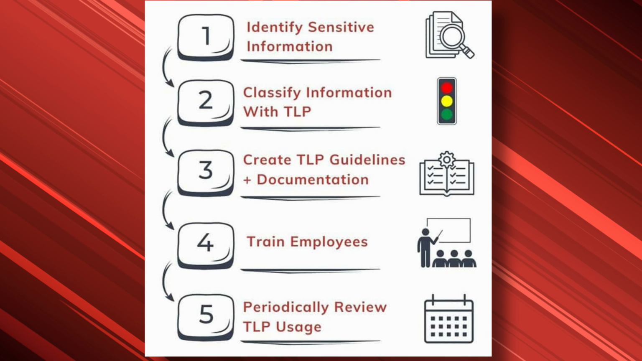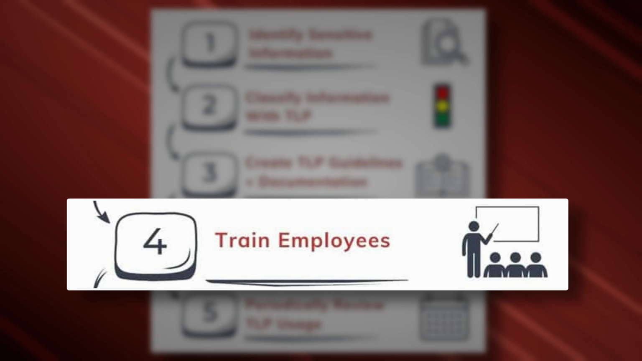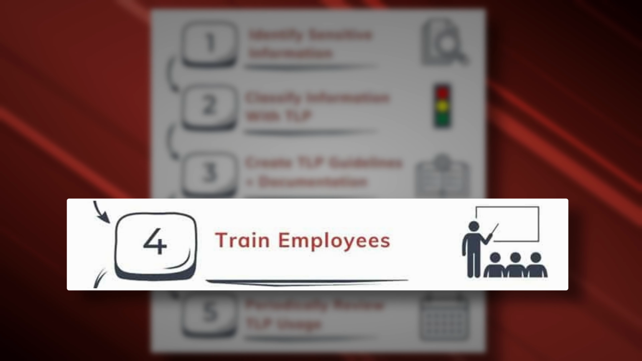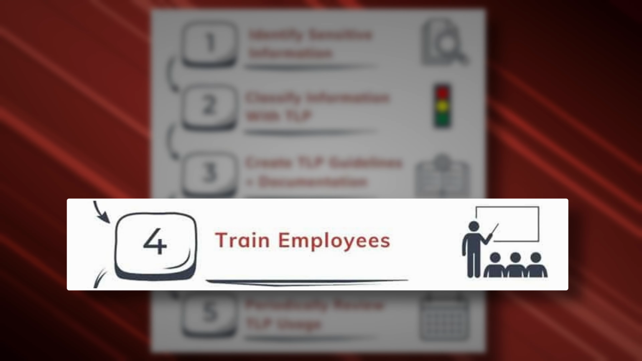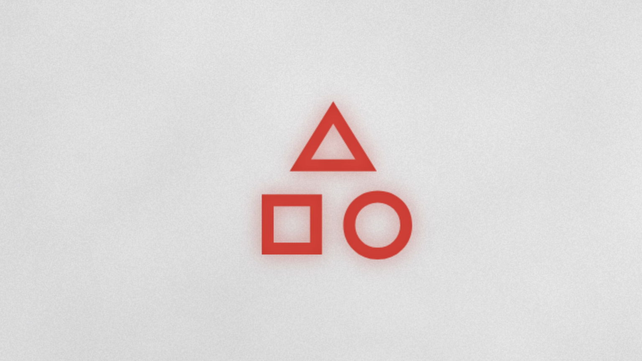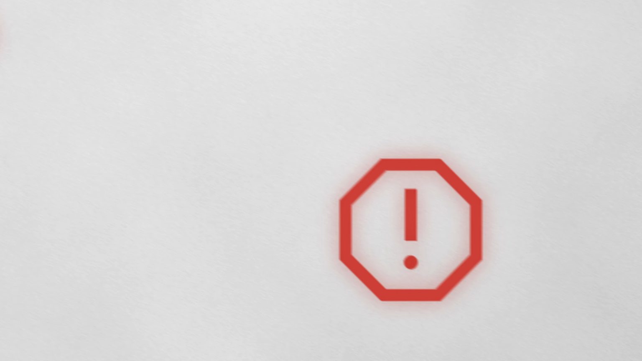Step 4 is start to train your employees and key stakeholders. With your guidelines created, you can move on to training your employees and stakeholders on using the traffic light protocol to handle sensitive information. This includes training employees on how to classify information with TLP, identify and report potential breaches of TLP guidelines, and procedures for sharing TLP labeled information with others.